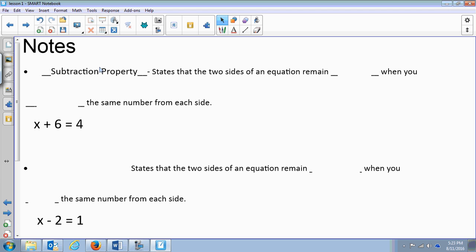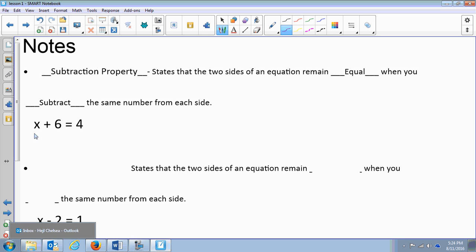The subtraction property states that two sides of an equation remain equal when you subtract the same number from each side. So in a one-step equation, if you see addition in your problem, you're going to undo it by doing the opposite, which is subtraction. So in this case, I see that I have addition in the problem. To undo addition, I'm going to do subtraction, hence the subtraction property.